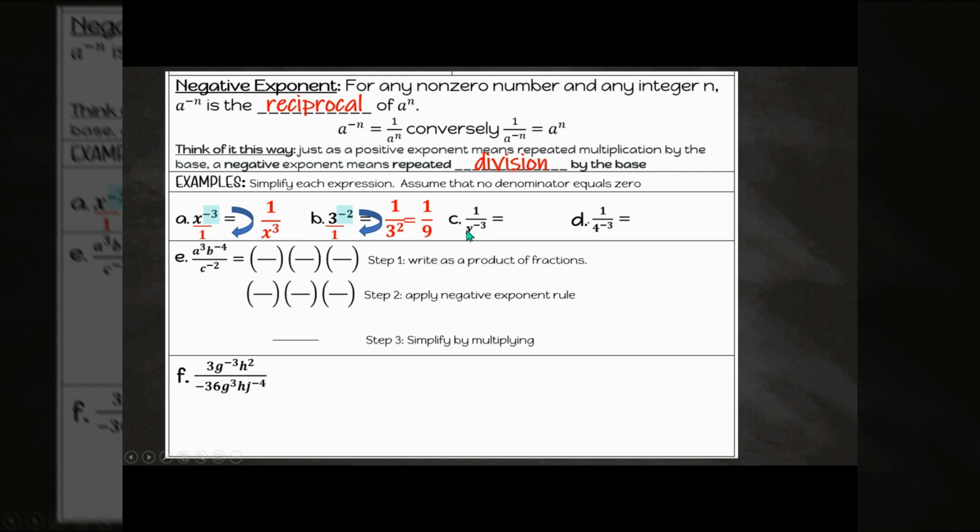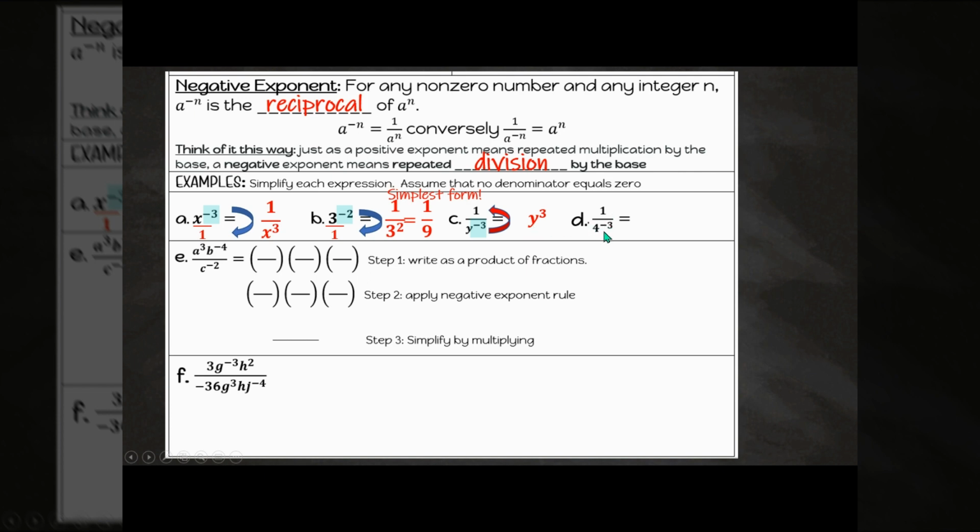1 over y to the negative third, okay? The reason why I changed this was simplest form. I need it in simplest form. 1 over y to the negative third. If I have my negative exponent in the denominator, what I have to do is flip it. And so I have y to the third power.